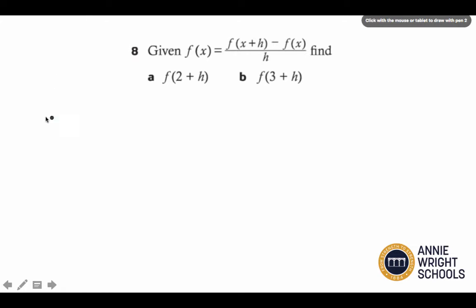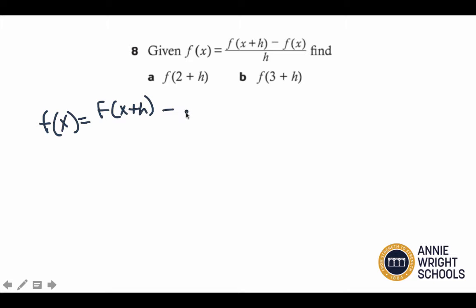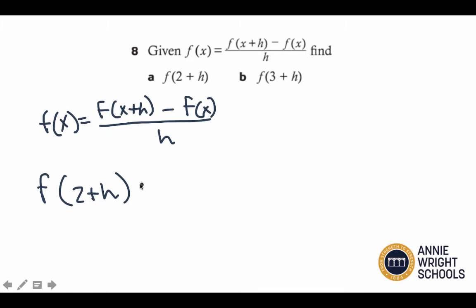It says if f of x is equal to f of x plus h minus f of x, divided by h, what would f of 2 plus h look like? Well, that would be f of 2 plus h. Good? So now, everywhere where I see an x in this equation, I need to plug a 2 plus h in. So, I'm going to put this in a different color here, 2 plus h. So here's what it looks like.